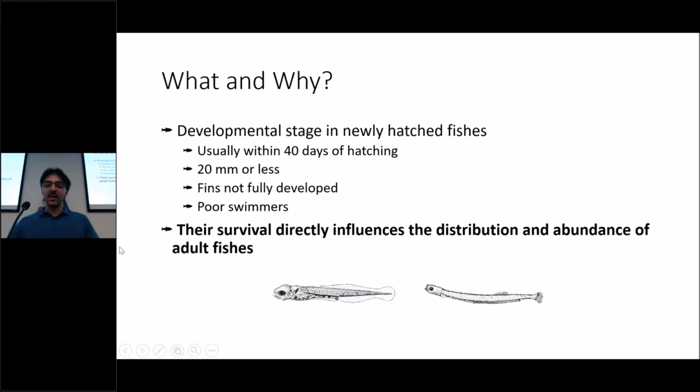So before we dive into the really awesome genetics and physical modeling behind this project, it's important we understand the what and the why. What are larval fish? Why are they important, and why should you care about them? The term larval fish describes a developmental stage in a fish's life where their fins are not fully developed and they're within about the first 40 days of hatching. Additionally, they're only a few millimeters long, so they're incredibly difficult to identify and have very limited swimming abilities. Broadly speaking, their survival directly influences the abundance and distribution of adult fish.